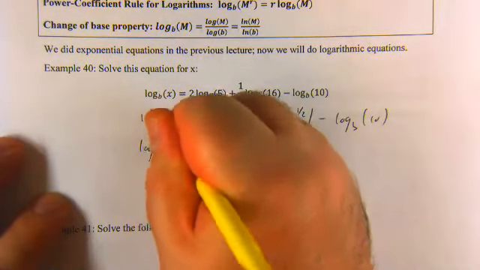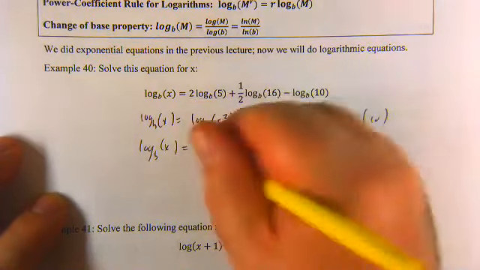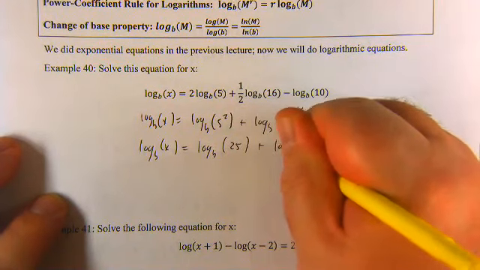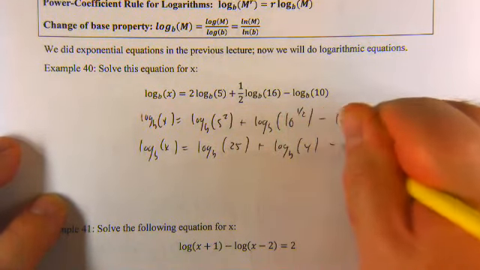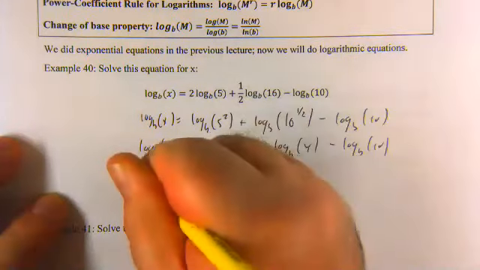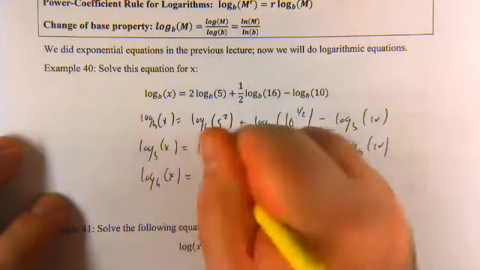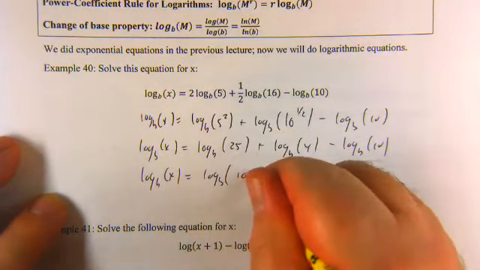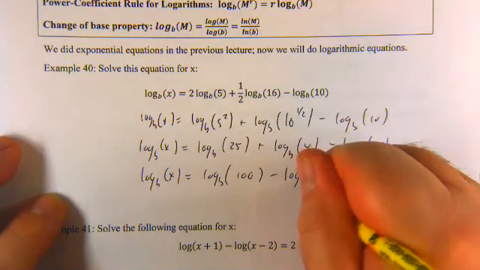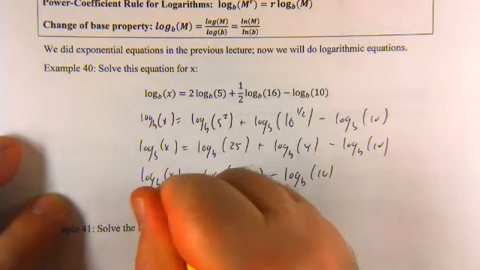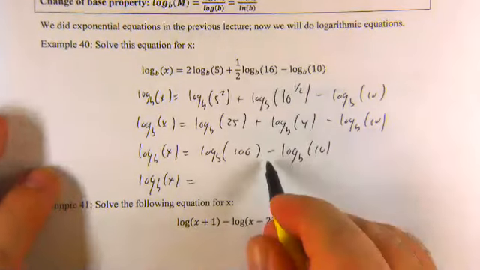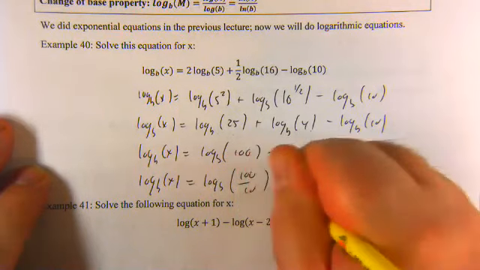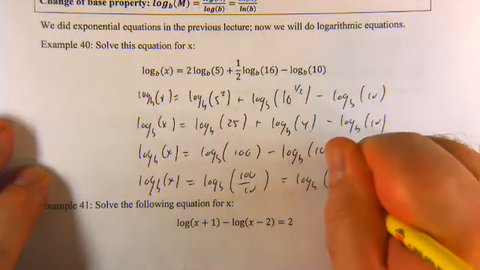Log base b of x is, well, 25 plus square root of 16 is 4 minus log base b of 10. Log base b of x. Combine these two by multiplying. 25 times 4 is 100 minus log base b of 10. So log base b of x. Now we can combine these by dividing. It's log base b of 100 divided by 10, which is log base b of 10.